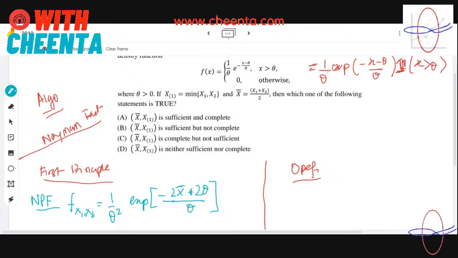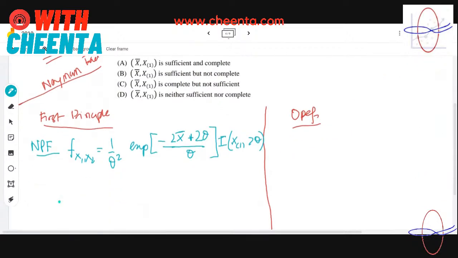It's not an OPEF, right? So indicator x1, the minimum, sufficient statistic greater than theta. You understand, like if the indicator x1 greater than theta and x2 greater than theta means the minimum will be greater than theta. Okay, the rest will follow. All of them are greater than theta. So this is the f of x1, x2.